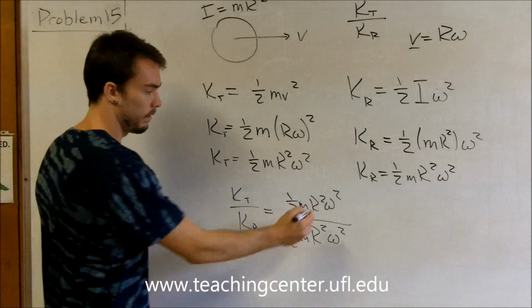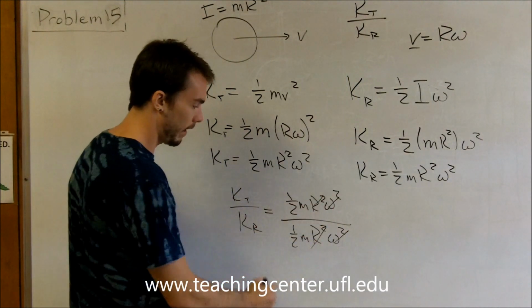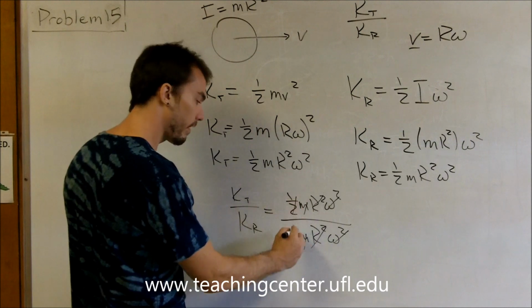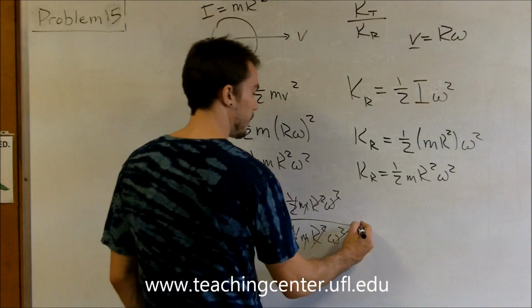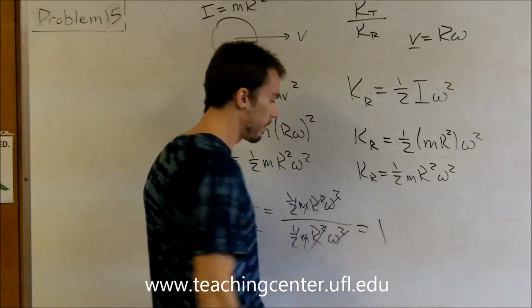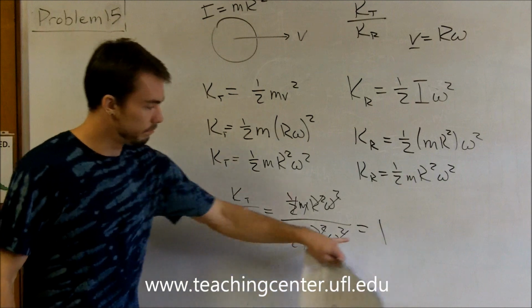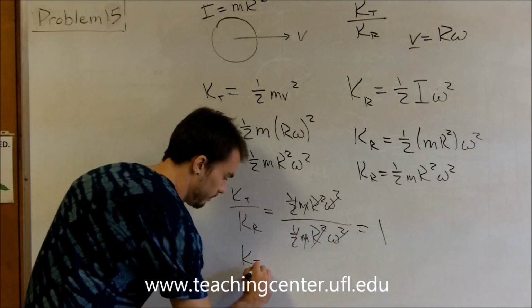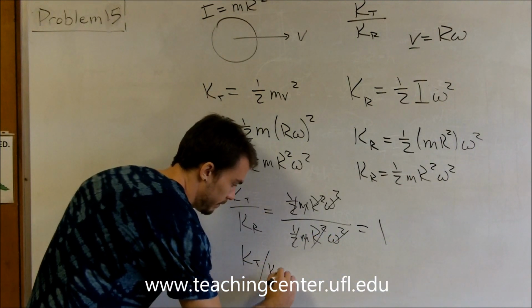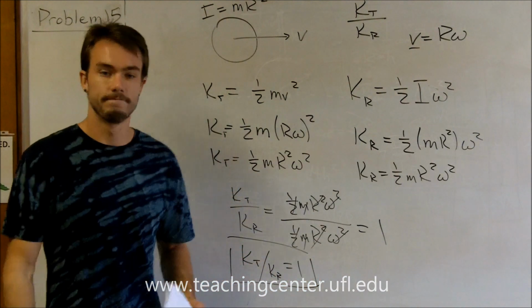As you can see, they both have an omega squared, so they cancel. They both have an r squared, so they cancel. They both have an m, so they cancel. And they both have a 1/2, so they cancel. If you have the same number over itself in a fraction, we know that's always going to be 1. So the ratio of these two is equal to 1, and that is going to be our answer.